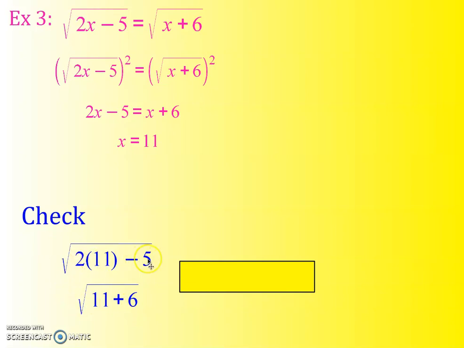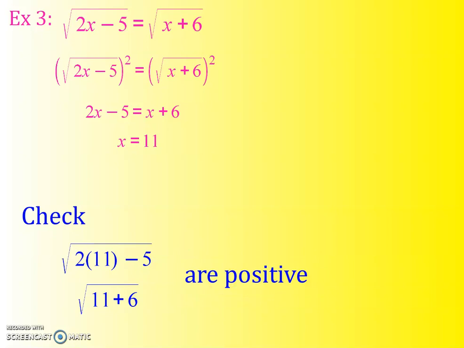So 2 times 11 minus 5, that's a positive number, and 11 plus 6 is also positive. Because they are both positive, x equals 11 is a good solution.